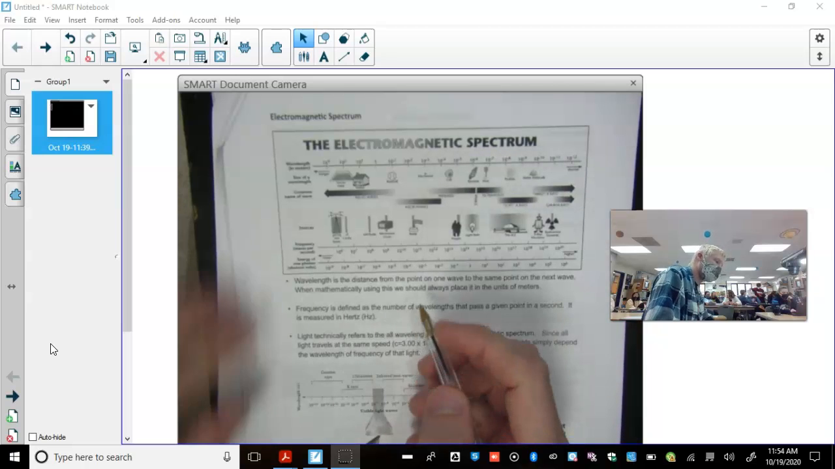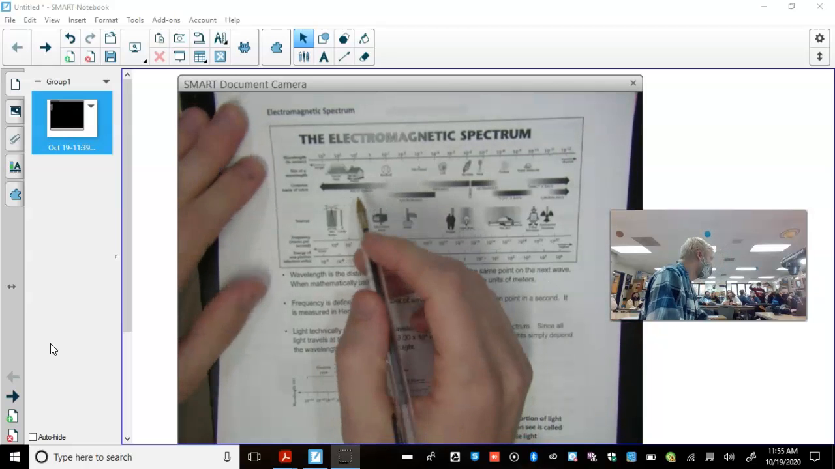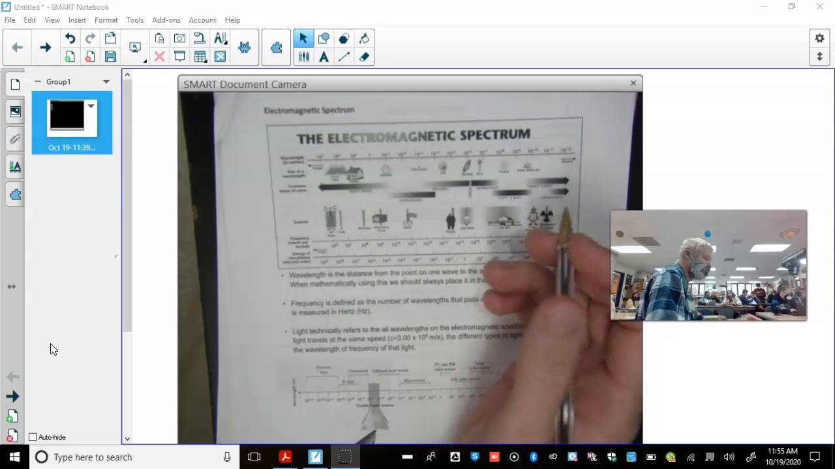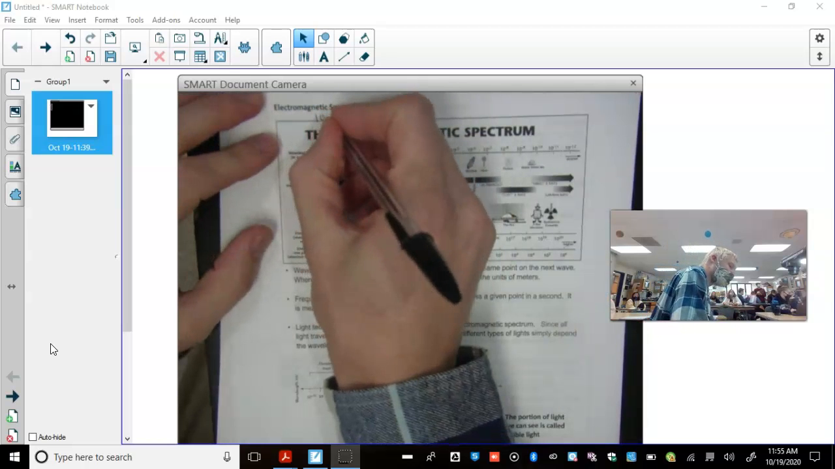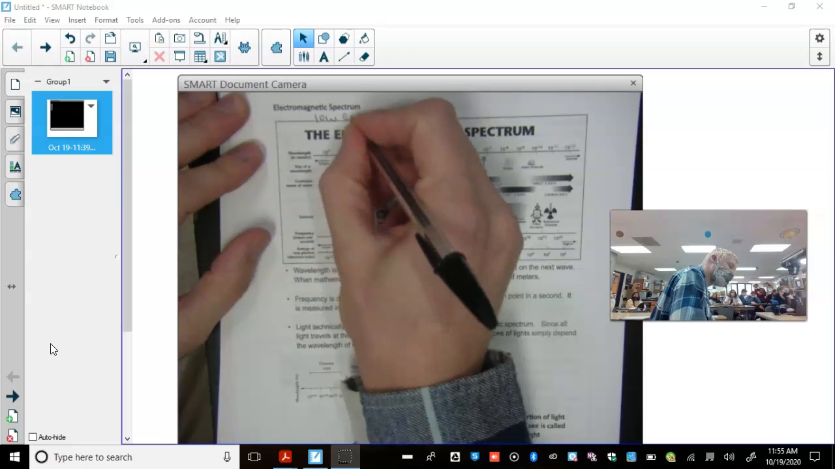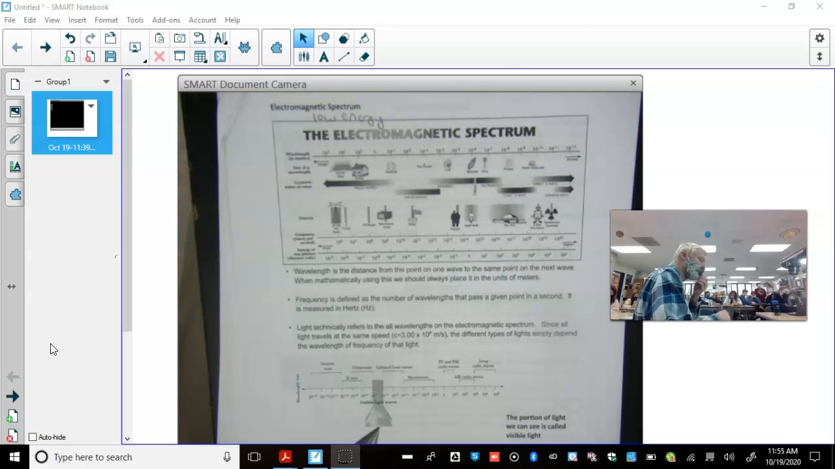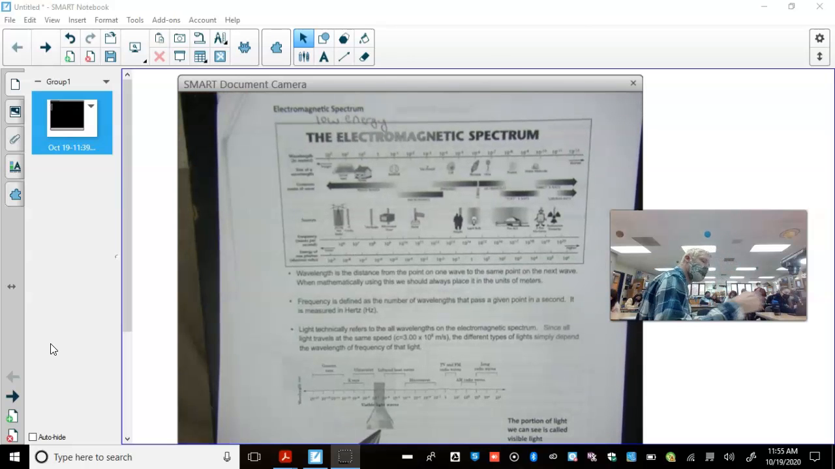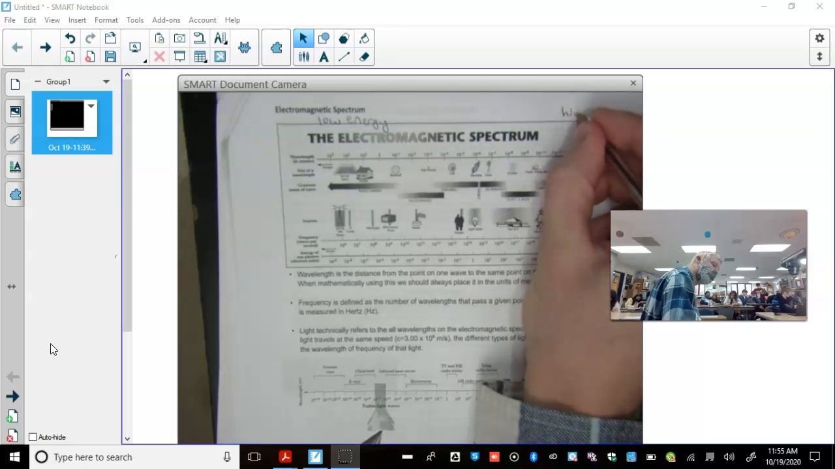Here's a bunch of words, but let's summarize it. We need to focus on what's low energy and what's high energy. Over here we have low energy. The radio waves are the lowest energy, and the gamma rays are the highest.